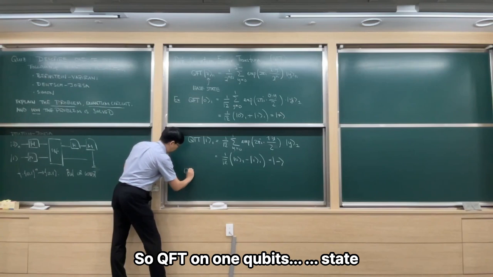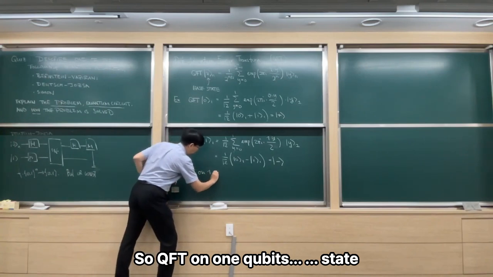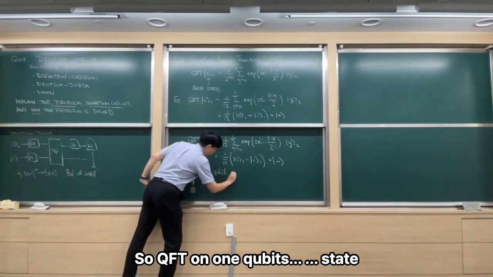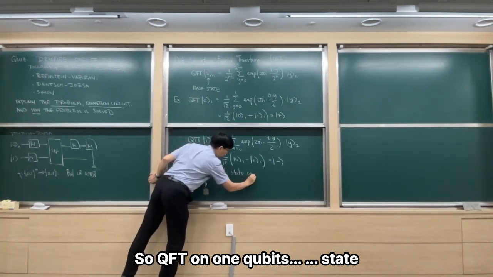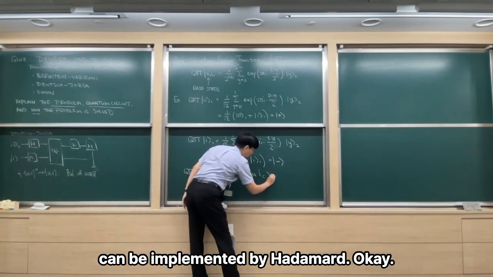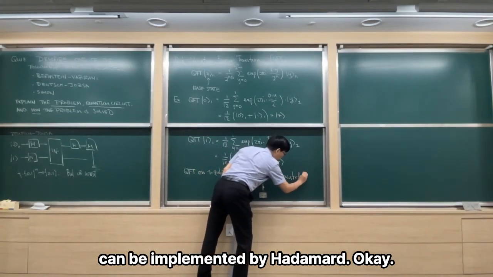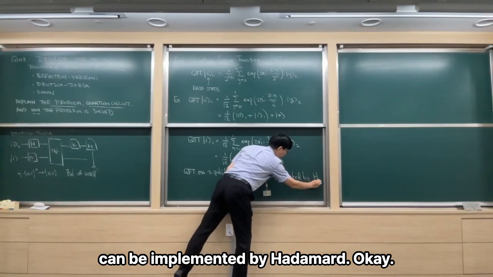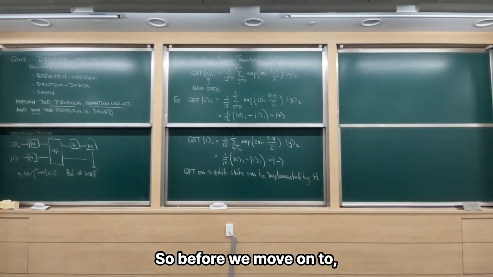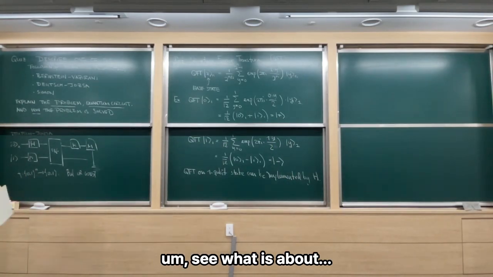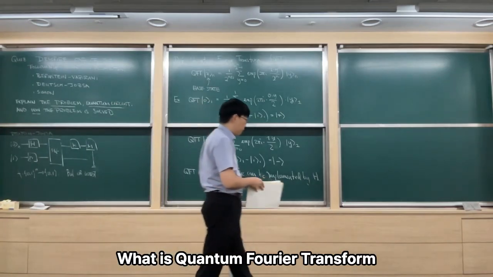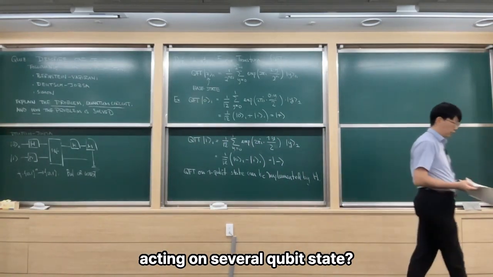So QFT on a 1-qubit state can be implemented by Hadamard. Before we move on to see what the quantum Fourier transform does on several-qubit states, let's think about why the quantum Fourier transform is defined this way.